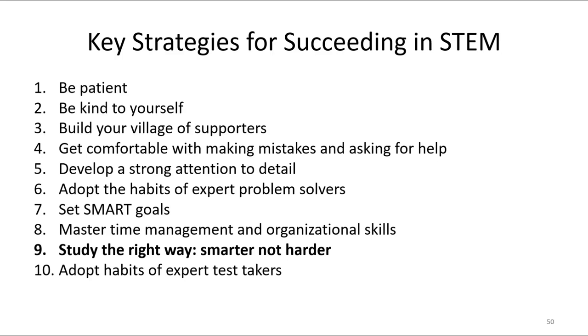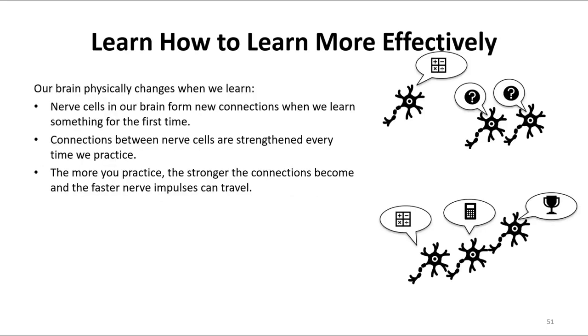Our next strategy is to study the right way, studying smarter, not harder. To do this, we must first ensure that we learn how to learn effectively. And it turns out that our brain physically changes when we learn. So, nerve cells in our brain actually form new connections when we learn something for the first time. And these connections between nerve cells are strengthened every time that we practice something. So, the more we practice, the stronger the connections become, and the faster nerve impulses can travel.